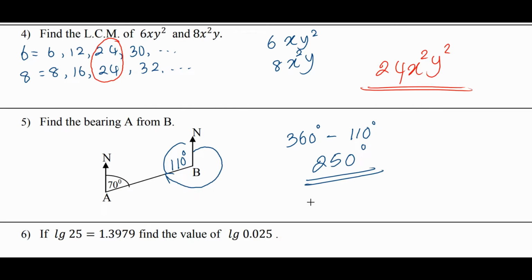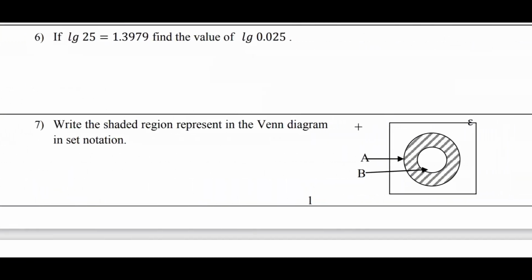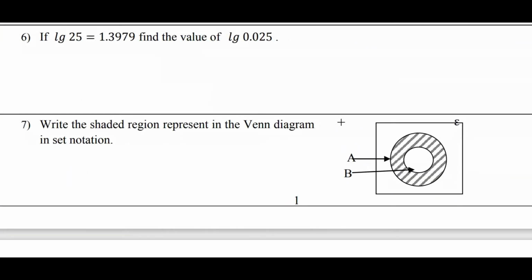Question 5 is over. Let's try question number 6. Q6 is a logarithm part. If lg 25 is equal to 1.3979, find the value of lg 0.025, right?